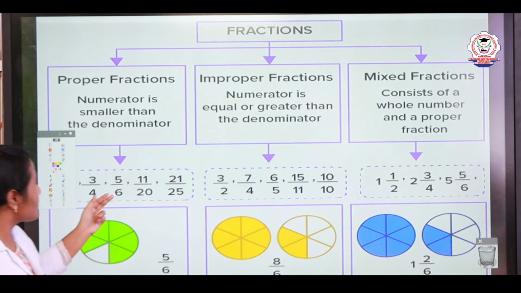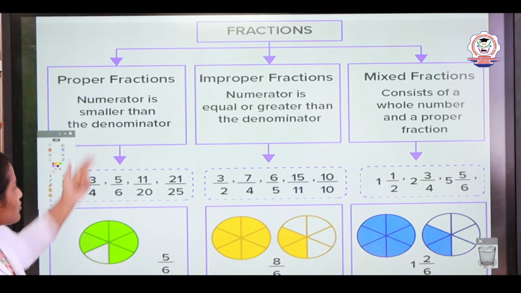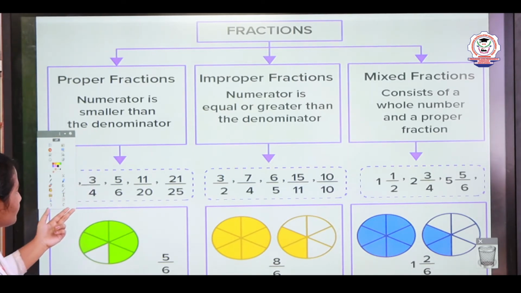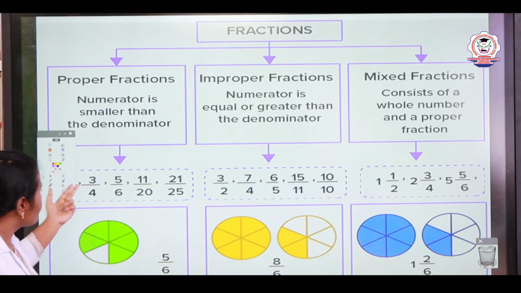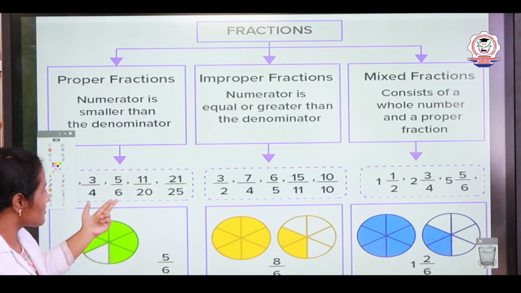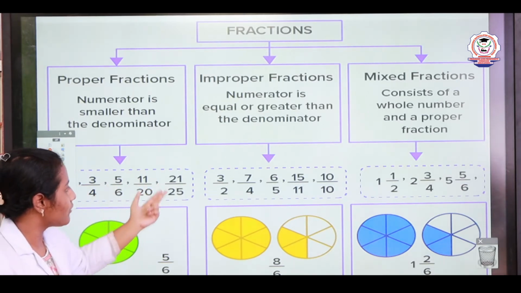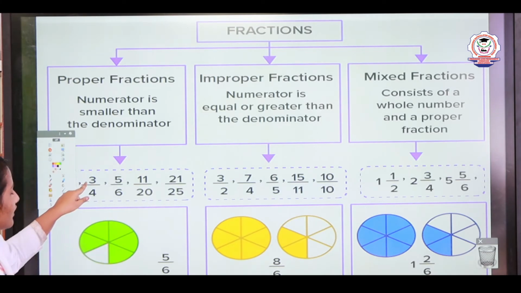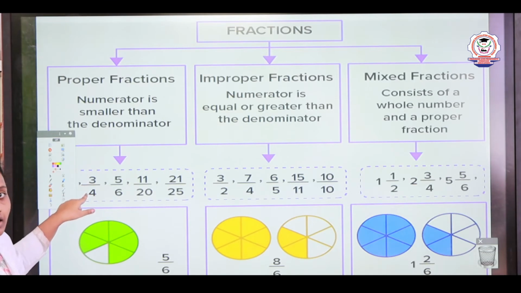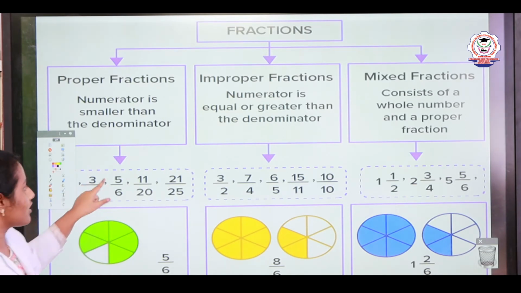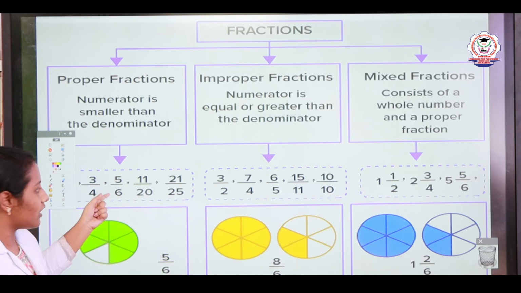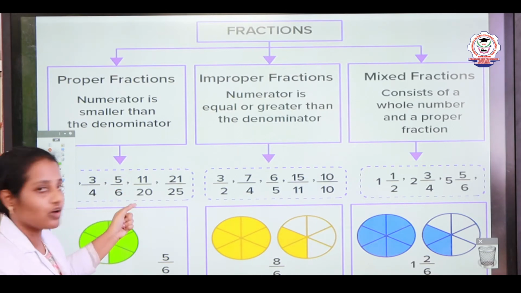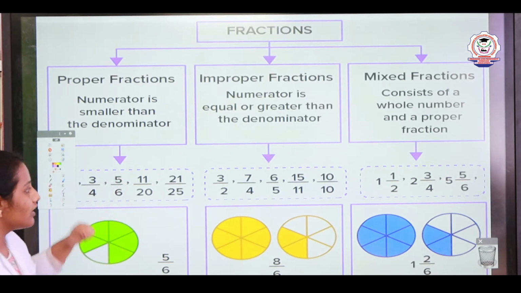Now, see, they have given some examples for the proper fraction. See here, my dears. 3 by 14, 5 by 16, 11 by 20, 21 by 25. In each one the numerator is smaller than the denominator. 11 by 20 also, the numerator is smaller than the denominator.